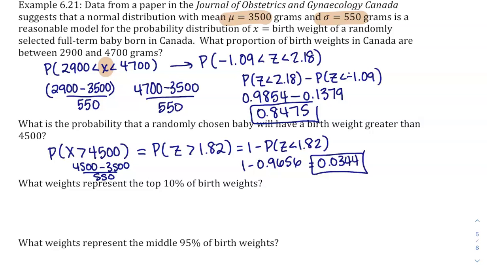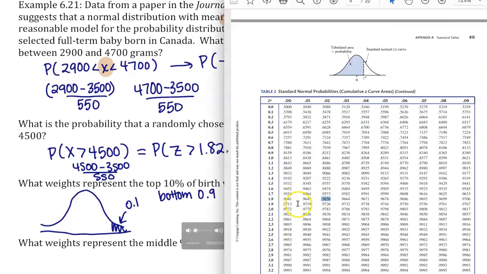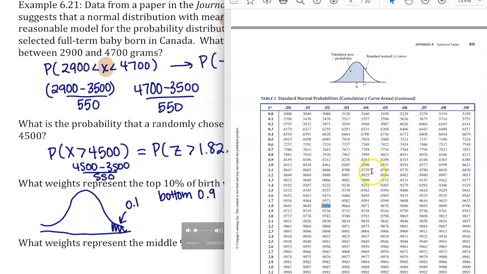We can answer the question, what weights represent the top 10% of birth weights? So we're looking at the top 10%, but remember the table doesn't like the top percents, it wants the bottom percents. So on the table, we want to look at the bottom 90%, so 0.9 in the table. So we go over to our table and we're looking for 0.9, and it's usually like hunting for Waldo. All right, 0.8997 is the closest that we can get to 0.9, and that corresponds to 1.28.